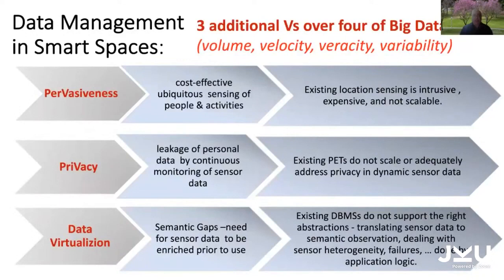So if you think of data management challenges for smart spaces, we obviously have the 4 big V challenges for big data, which are volume, velocity, veracity, and variability. But in addition, the things that we are addressing in our work in TPSDB for building a database technology for smart spaces are the next 3 Vs. One of them is pervasiveness. By pervasiveness, I mean cost-effective, ubiquitous sensing of people and activities.